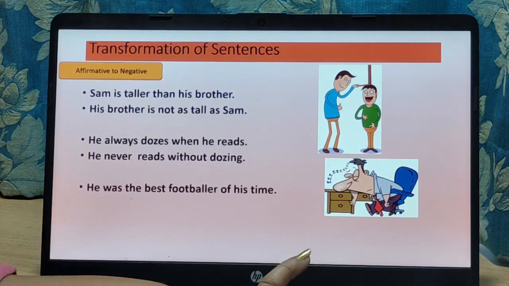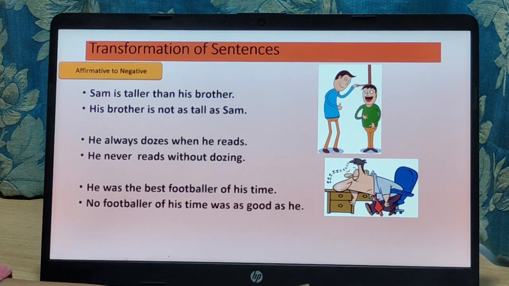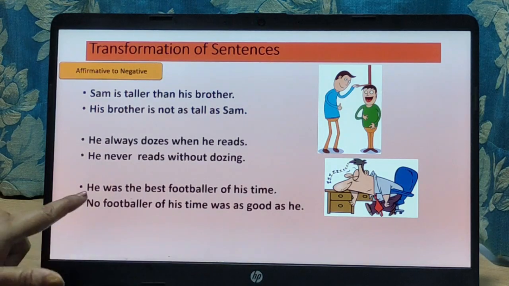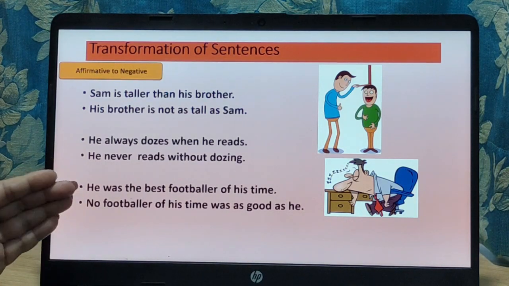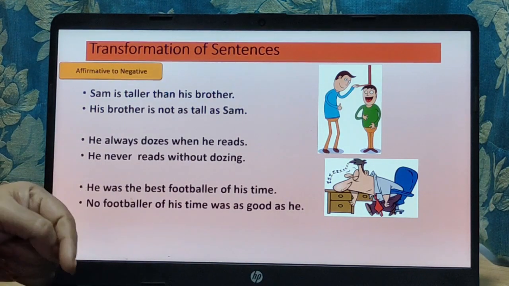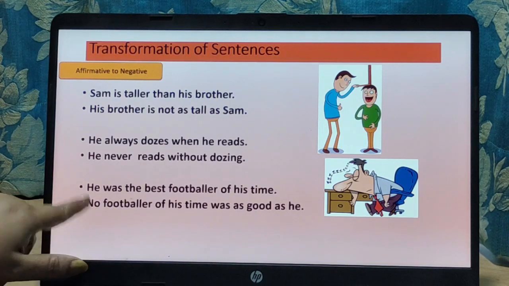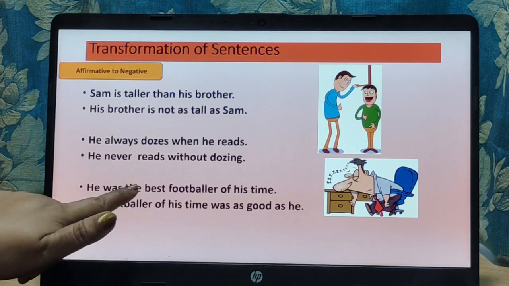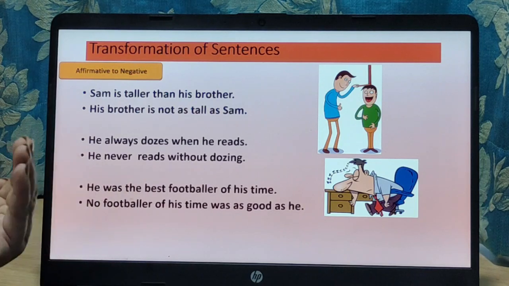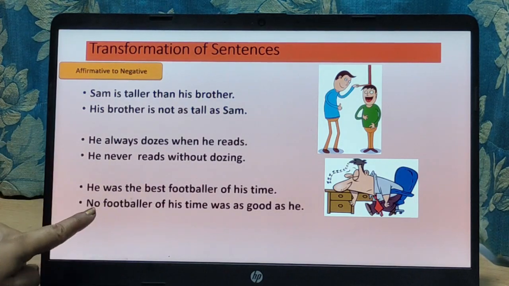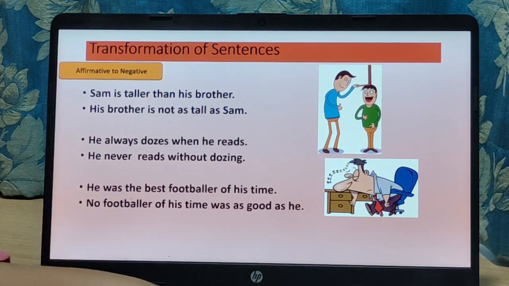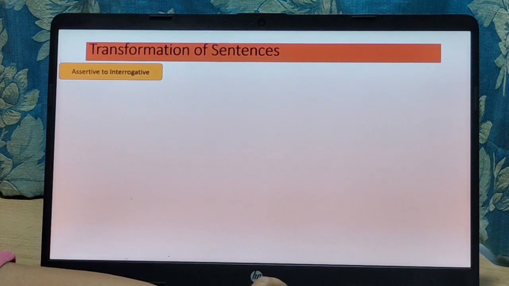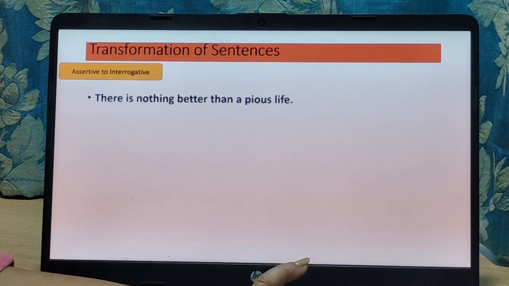Say, "He was the best footballer of his time." So, "No footballer of his time was as good as he." This is a type of sentence where we have degrees of comparison: good, better, best. Here I am using the positive degree and the superlative degree. It's a negative sentence because no is there.